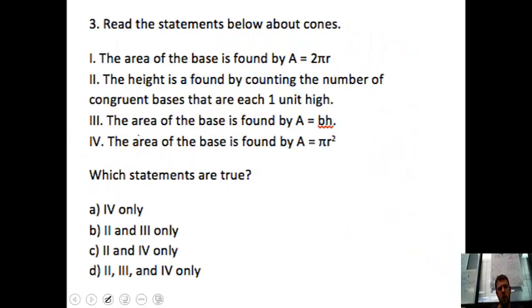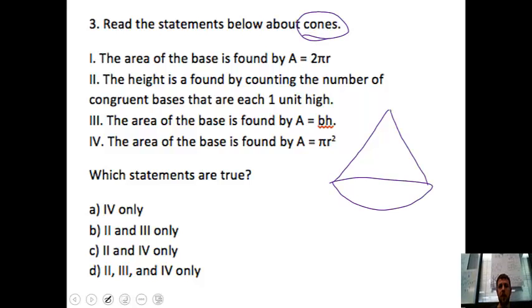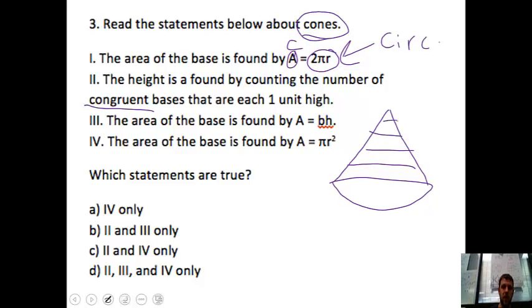Alright. Read the statements below about cones. Many people missed this today because they didn't read the word cones. So a cone looks like this. The area of the base is found by area is equal to 2 pi r. If you look at your mathematics chart, you should know that that's circumference. It's mislabeled. It should be a C. The height is found by counting the number of congruent, meaning same, bases that are each 1 unit high. It's unfortunate, not all the bases are the same, so we know that's not true at all. It is true for cylinders, but is not true for cones.